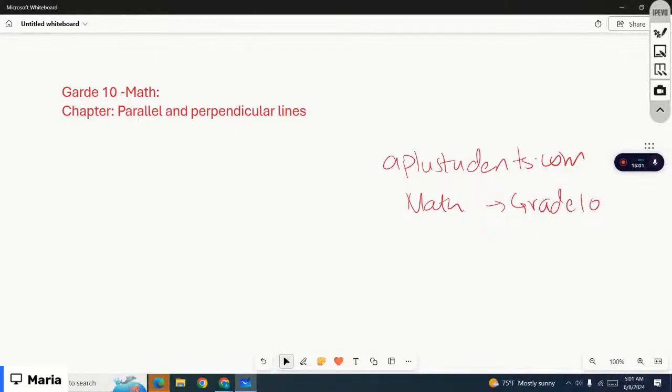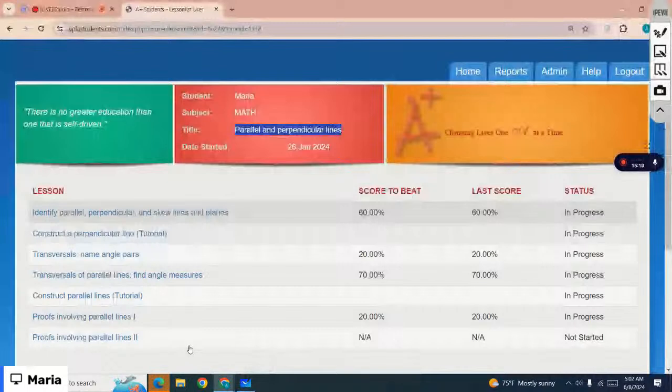We're going to start with the chapter parallel and perpendicular lines. So please make sure you have your notebook and pencil so that you can note down the important examples and definitions as well, right? The first lesson is identify parallel, perpendicular, and skew lines and planes. Let's just start with the lesson.